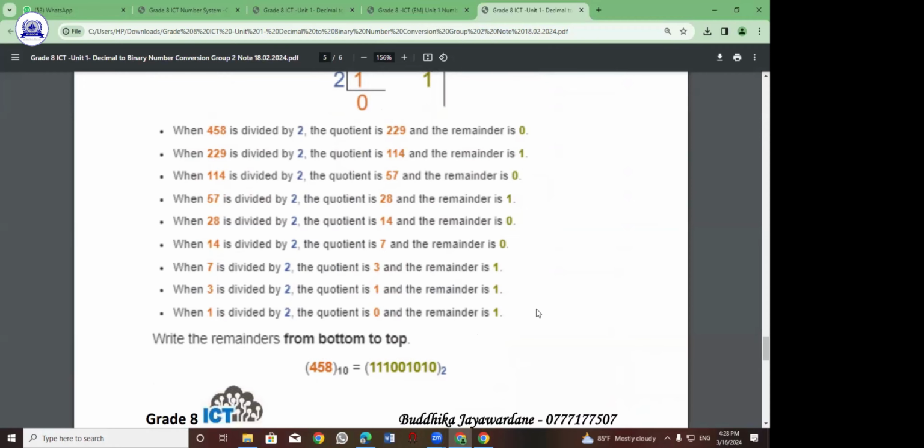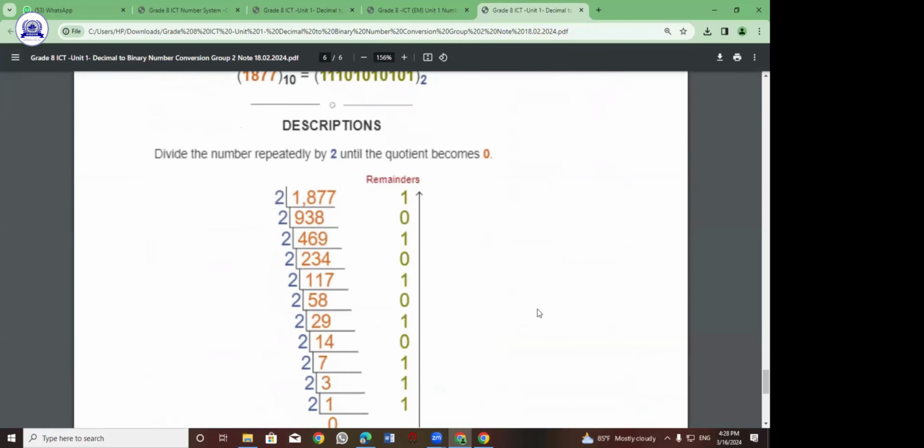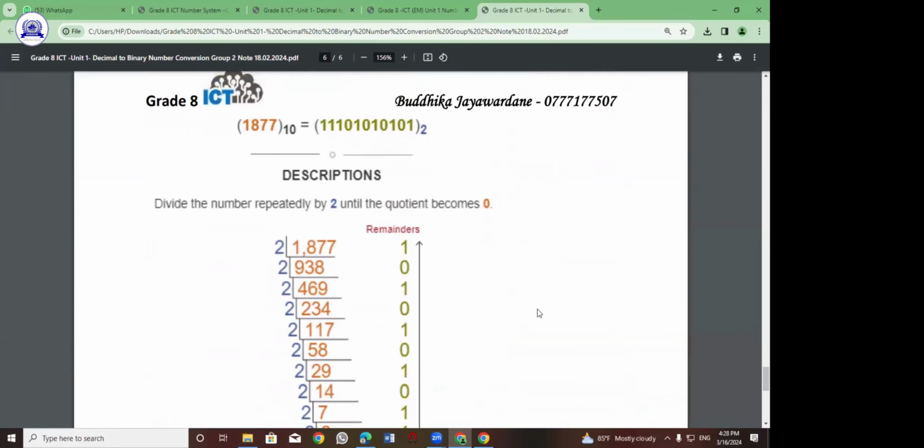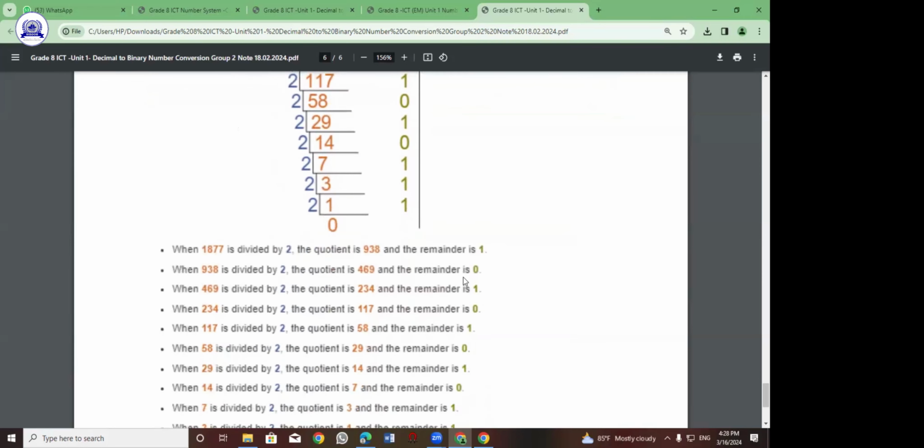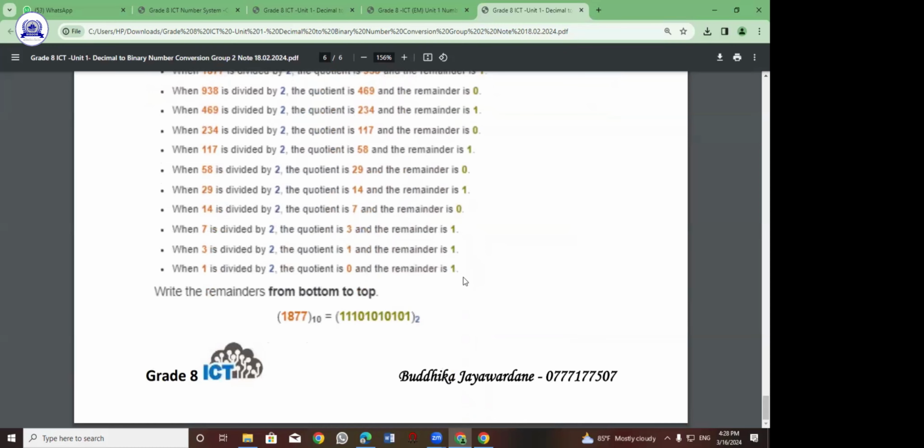All right. So then we can take another one, the final one, as here. 1877 dividing, you are getting, this is the answer. Okay, so this is the way we divide or we convert a decimal number into a binary.